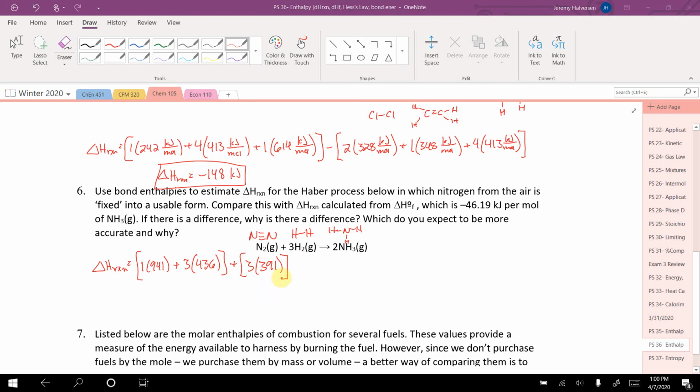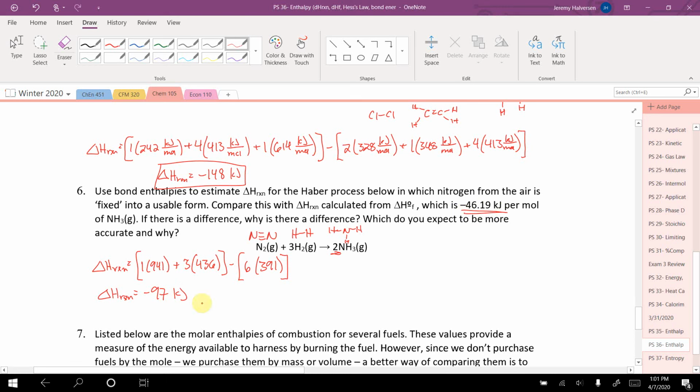Oh, plus, this is a minus. What am I doing wrong? Oh, there's 2 NH3s, so there's really 6. There we go. When I do that, I get a delta H of reaction of negative 97 kilojoules.